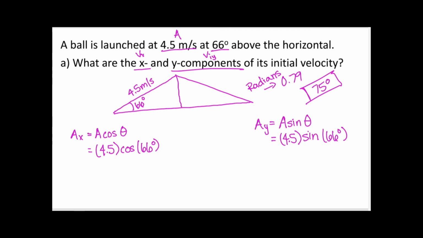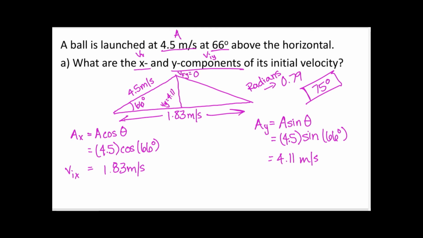Okay. So for this one, this is going to be our Vix, and it's just going to be 1.83 meters per second. And that's going to be our Vx the whole way across. And then our Viy is going to be 4.11 meters per second. Remember, that's our Viy. And then our Vfy is going to be 0 meters per second. And that's basically for that half of the triangle.